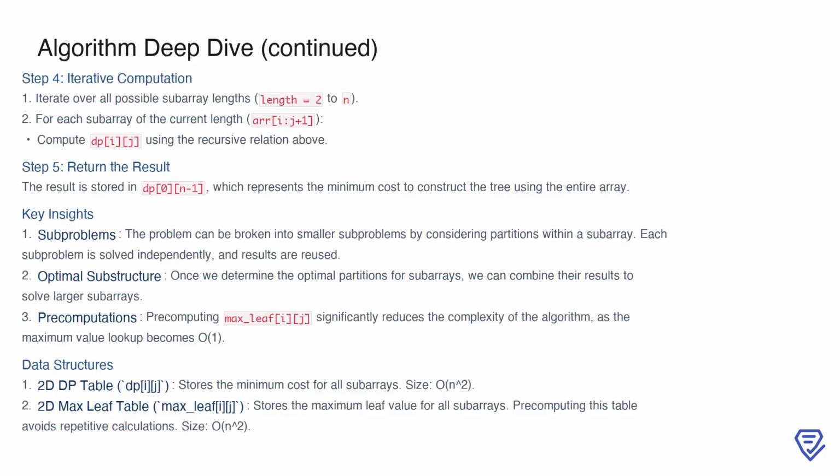Finally, pre-computing the max_leaf table significantly reduces complexity, as it eliminates the need to repeatedly calculate maximum values for the same subarrays. The data structures we use are the DP table, which stores the minimum cost for each subarray, and the max_leaf table, which stores the maximum leaf value for each subarray. Both tables have a size of n squared, where n is the length of the input array.